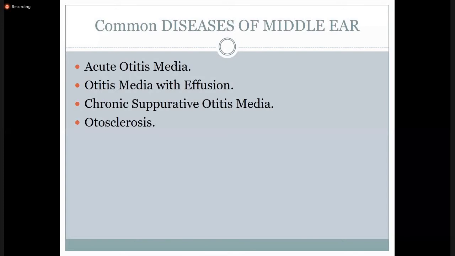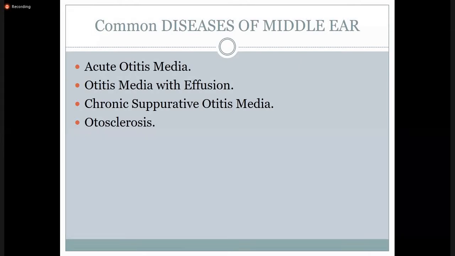And what is the difference between acute and chronic? Acute means a disease of severe illness. Severity is more, but the duration is short. It's like 7 to 10 days, but not more than 2 weeks. So such an otitis media, which is of short duration, more in severity, and not prolonging beyond 2 weeks, is called acute otitis media.